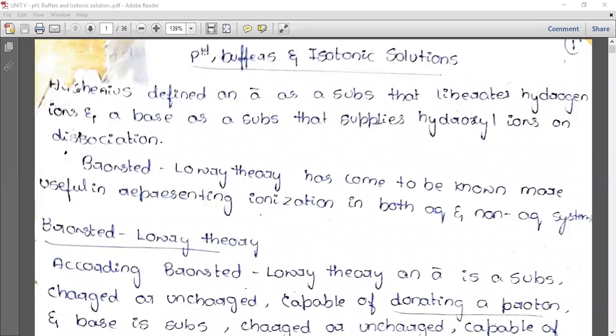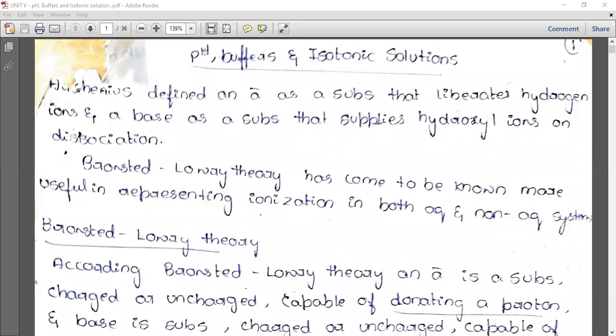According to three different scientists, they have explained acid and base according to themselves. According to the first, that is Arrhenius theory, an acid is a substance which will give up hydrogen ion readily, and a base is a substance which gives hydroxyl ion. Any substance which will give hydrogen ion, that is H+ ion or H3O+ ion, is an acid, and anything which will give OH- ion, what we call hydroxyl ion, is known as a base.